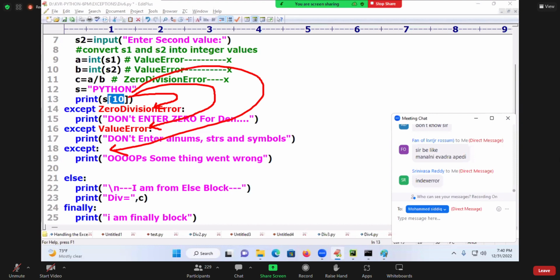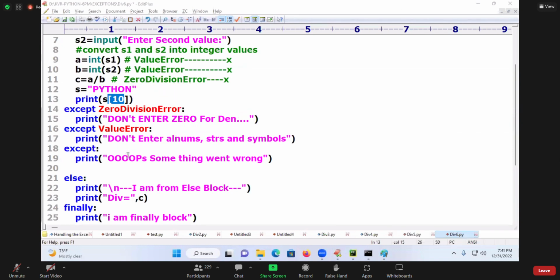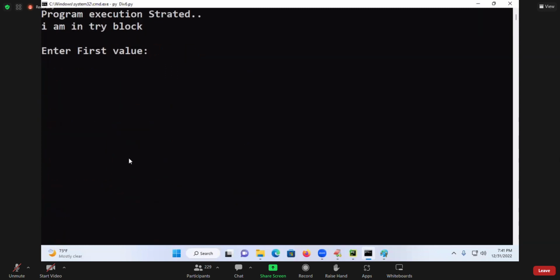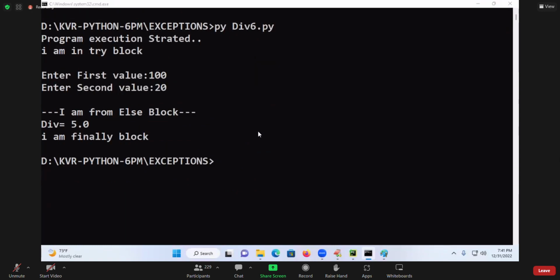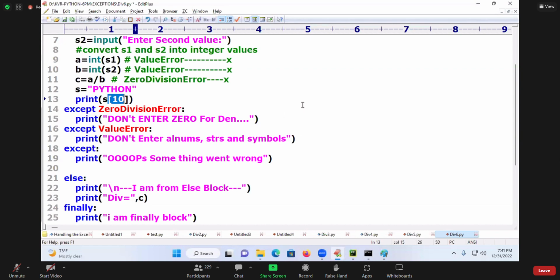Now tell me, what is this S of 10? Is it a valid index or an invalid index? Is my 2022 exception matching? Is the 2022 exception matching? It is matching or not? At that time, that programmer, the 2020 to 24 programmer who doesn't know exceptions, he will get this message or not?